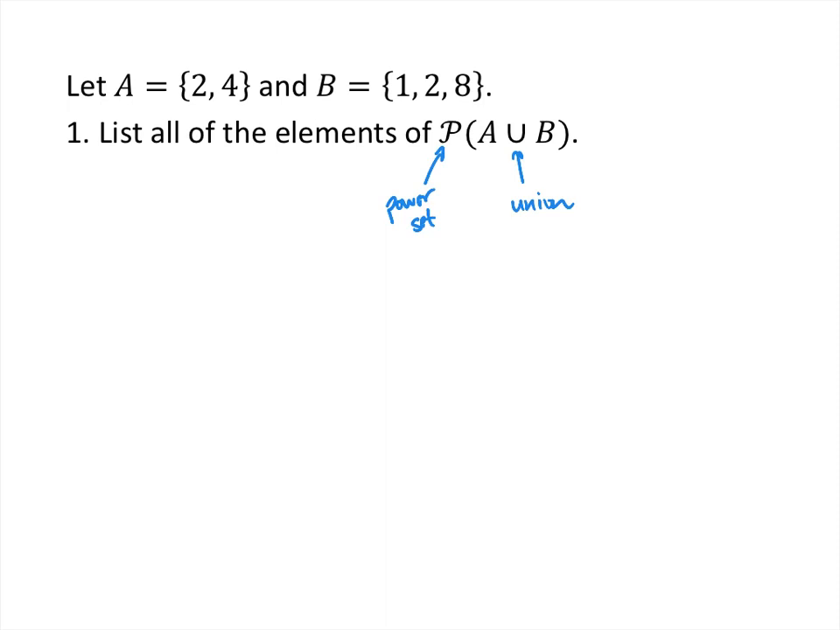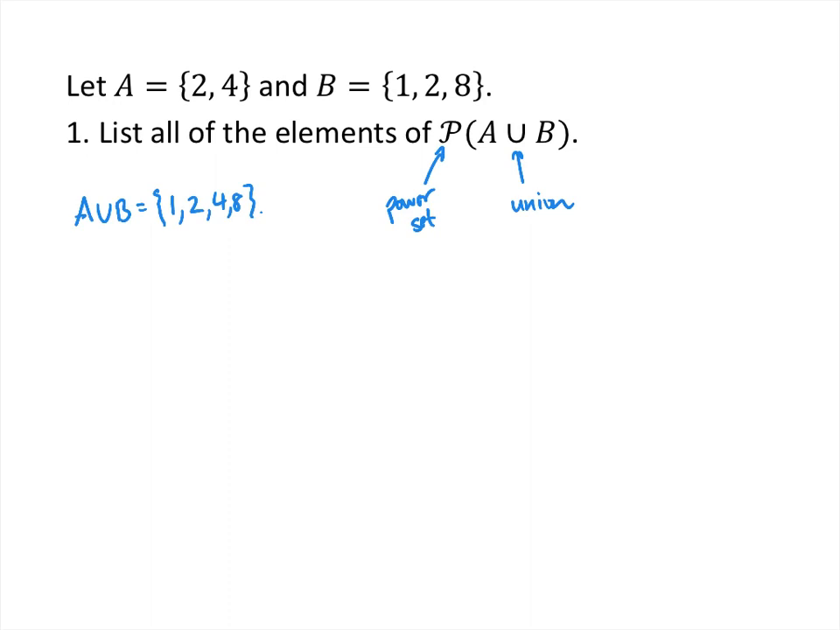So let's work from the inside out and first figure out what's A union B. All we need to do is list all of the elements of A and all the elements of B. We don't need to repeat any elements. So in this case, we're going to get 1, 2, 4, and 8. So that's the union that we get for A union B. Now, when we're thinking about the power set, this set has 4 elements, but it has lots of subsets.